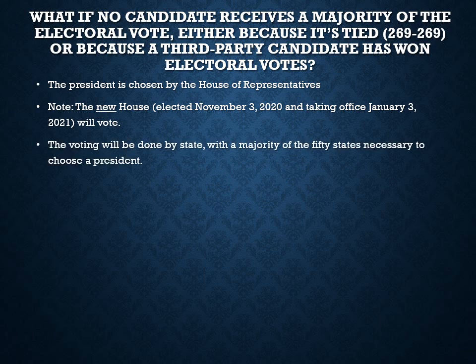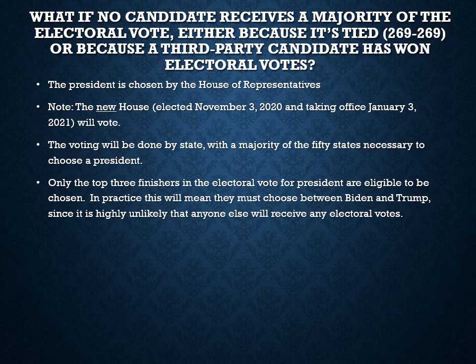But here's a kicker. The voting will be done by state. And you need a majority of the 50 states necessary to choose a president. This is very different from a majority of the House itself. Because remember, California has 53 representatives and Wyoming has 1. But for this election, the two states, California and Wyoming, have equal power. This was a concession to the small states when the Constitution was framed in 1787.